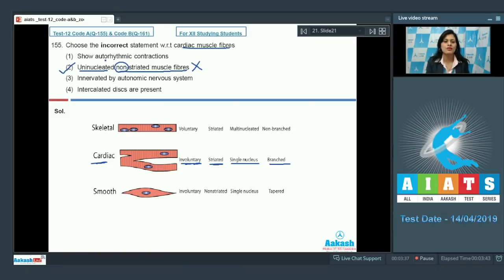Rest of the options, they show autorhythmic contraction, is a correct statement. So this cannot be a correct answer because cardiac muscle fibers are involuntary in nature and they exhibit autorhythmicity. Next statement is innervated by autonomic nervous system, as it is also a correct statement. This cannot be a correct answer because cardiac muscle fibers are involuntary in nature. And the last option, intercalated discs are present, is also a correct statement with respect to cardiac muscle fiber. So this cannot be a correct answer. So the correct answer is option number 2. Let's discuss our next question.